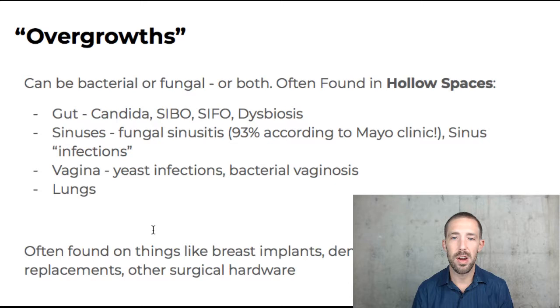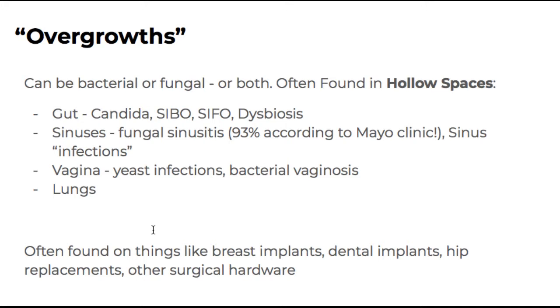Very common in the vagina as well, yeast infections or bacterial vaginosis, overgrowth in hollow spaces. Also common in the lungs. And pretty common on things like breast implants. That's really, really common. Dental implants, hip replacements, or other surgical hardware. If you've got a fresh knee or a fresh hip, it is not impossible for things to grow on these things. When they remove them or look at them, they'll find these growths on the hardware. They'll find biofilms that they're hiding under.